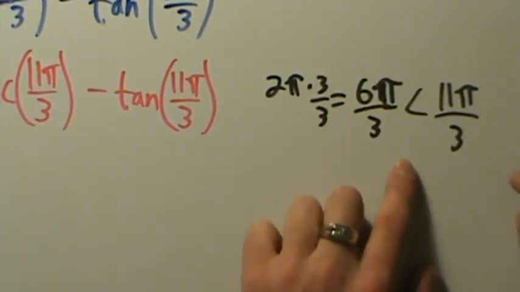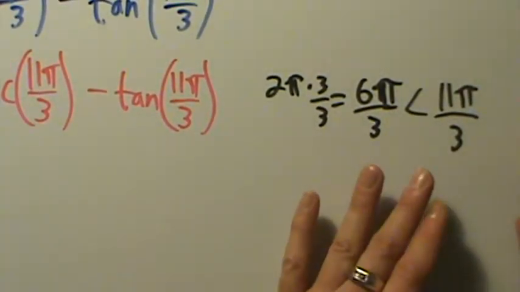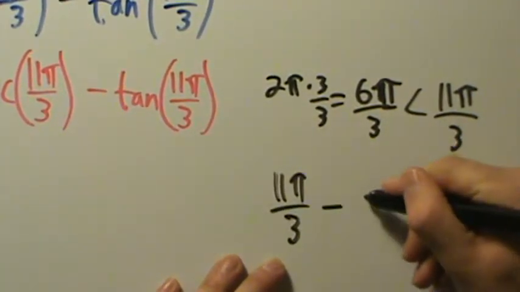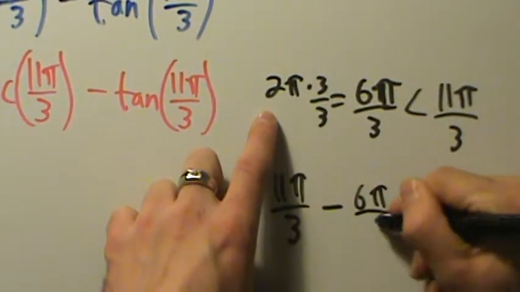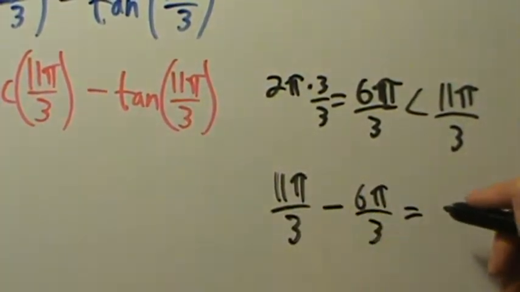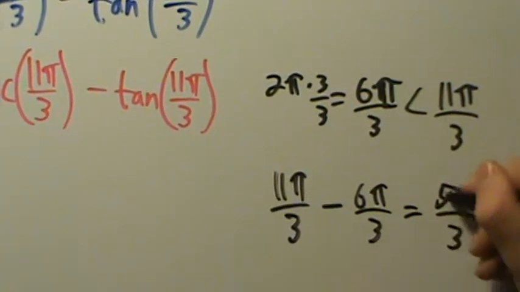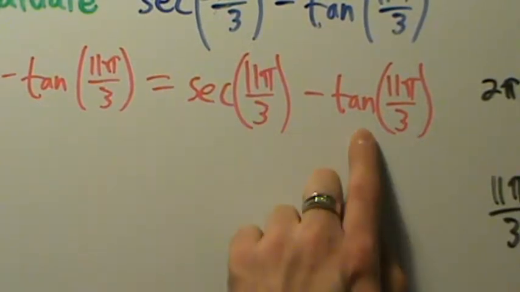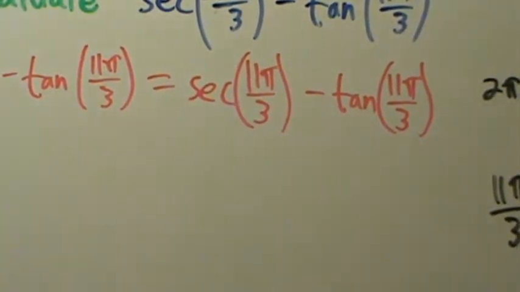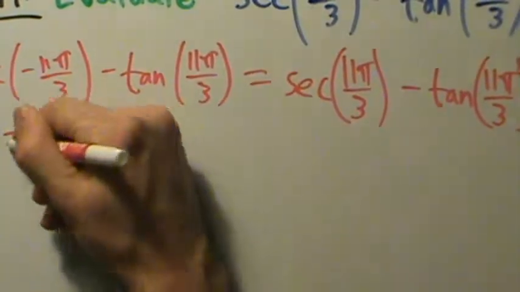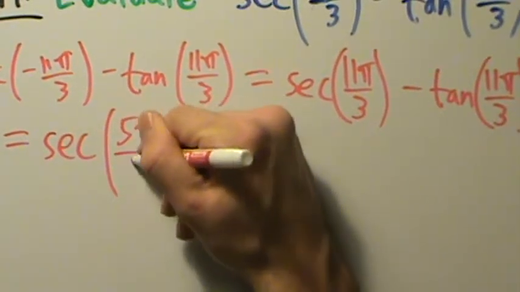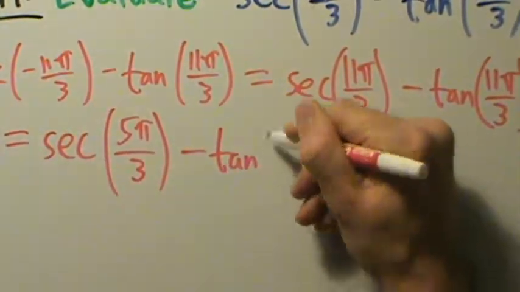So anyway, let's find the coterminal angle between 0 and 2 pi. 11 pi over 3 minus 2 pi. Remember, 2 pi we just found out is 6 pi over 3. So 11 pi over 3 minus 6 pi over 3 is 5 pi over 3. So 5 pi over 3 and 11 pi over 3 are coterminal. Since they're coterminal, they have the same secant and the same tangent. So to make this simpler, this equals secant of 5 pi over 3 minus tangent of 5 pi over 3.